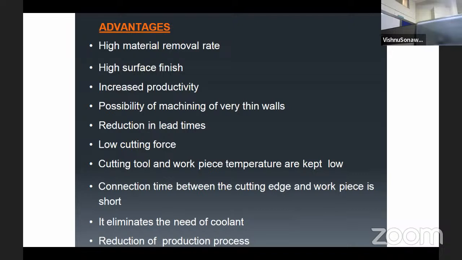This is the most important research and development analysis technique. And the contact time between the cutting tool and the workpiece is less, the contact time between the cutting edge and workpiece is very short, and hence it eliminates the need of coolant and the reduction of the production process.